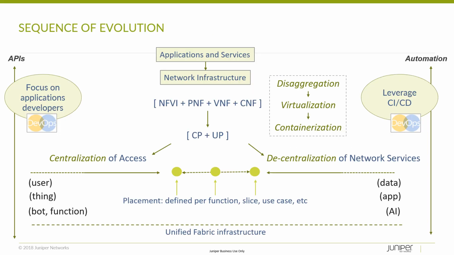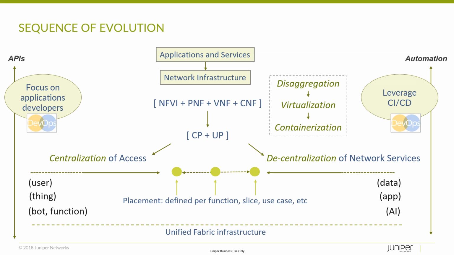Telco Cloud is a journey, and there is a sequence in the evolution. The first requirement is that applications and services need to rely on a network using APIs, meaning that there is a focus on application developers. The second requirement is that the network becomes as autonomous as possible. Both requirements leverage DevOps and associated CI/CD technologies, which we will see in another webinar.